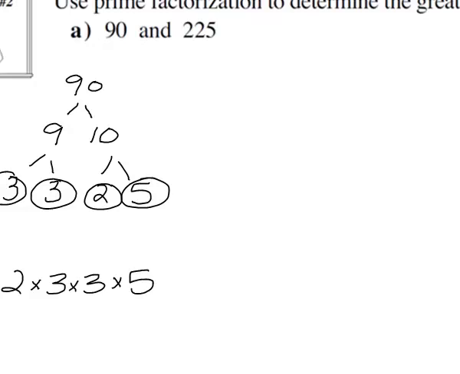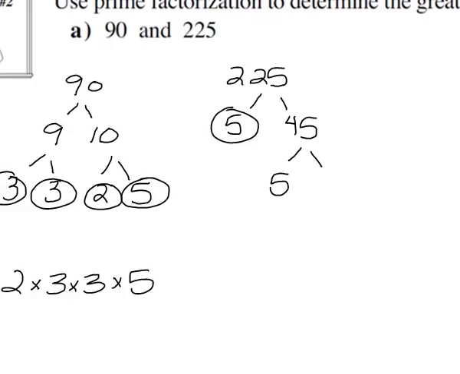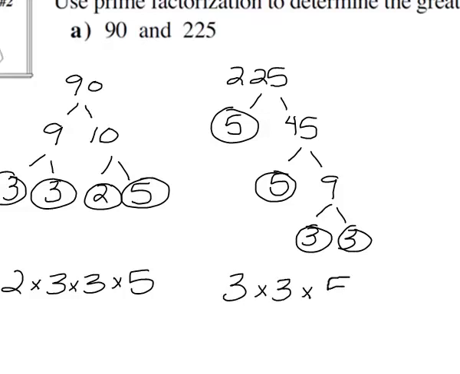I'm going to compare that prime factorization with that of 225. Again, use any factors that are obvious to you. I used 5 and 45. And then I continued to break down 45. When I list that prime factorization, I have 3 times 3 times 5 times 5.